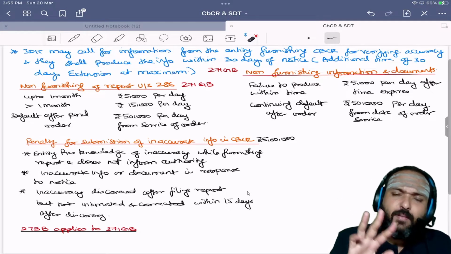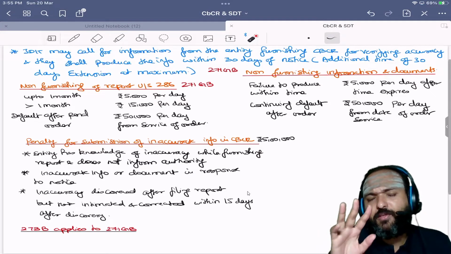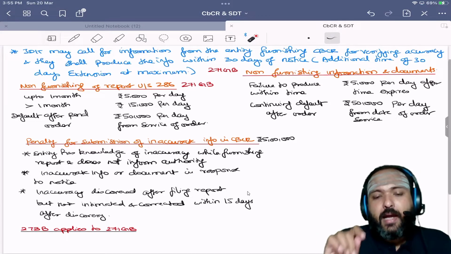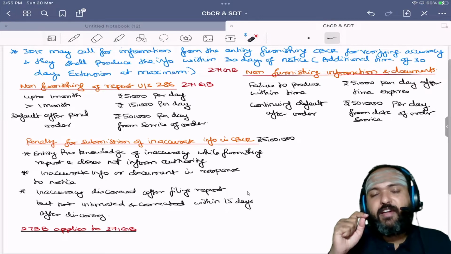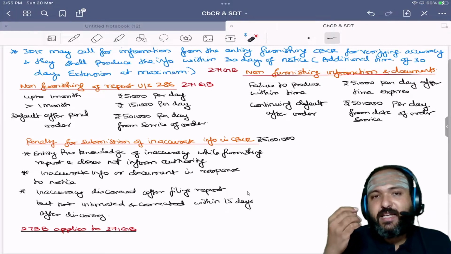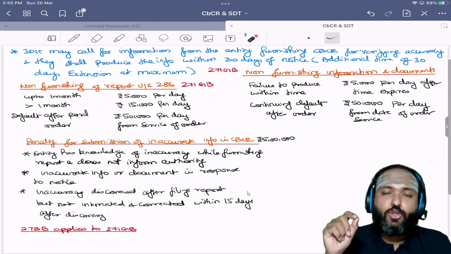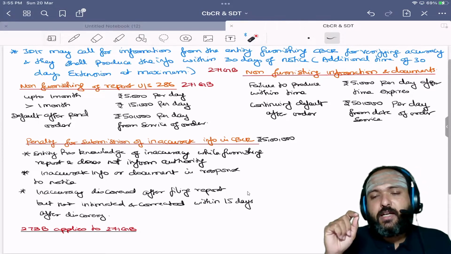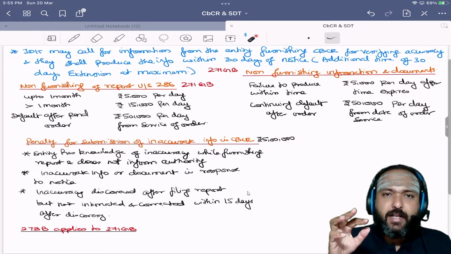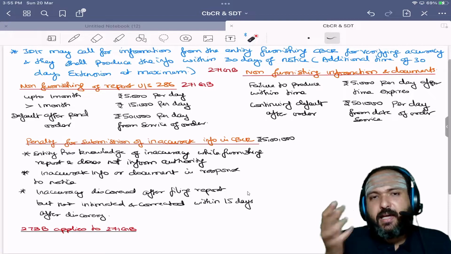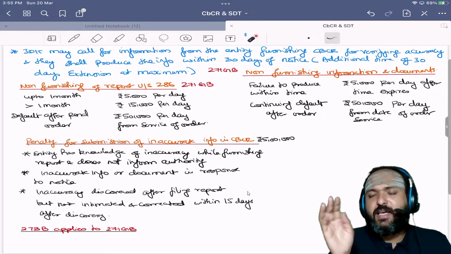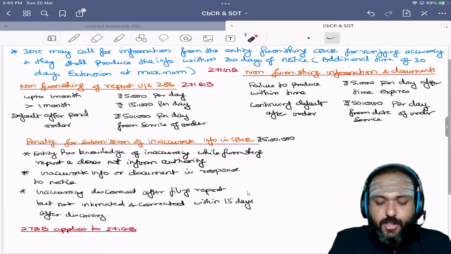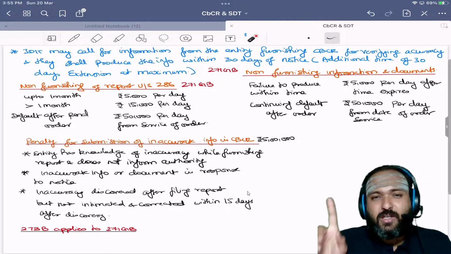This waiver is applicable for various penalties, and this benefit is extended even to 271GB. So you will have to make an application to the income tax officer specifying the reason why you are not able to comply with the requirement. Kindly make sure that this penalty doesn't materialize, and then they will help you with the penalty option. So this is with respect to Section 273B.